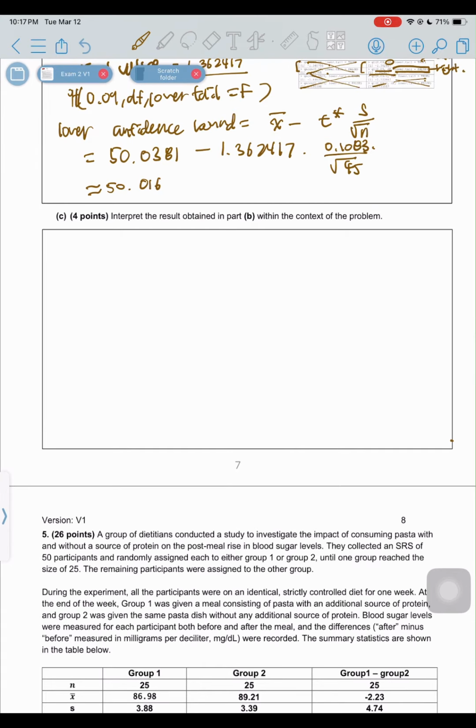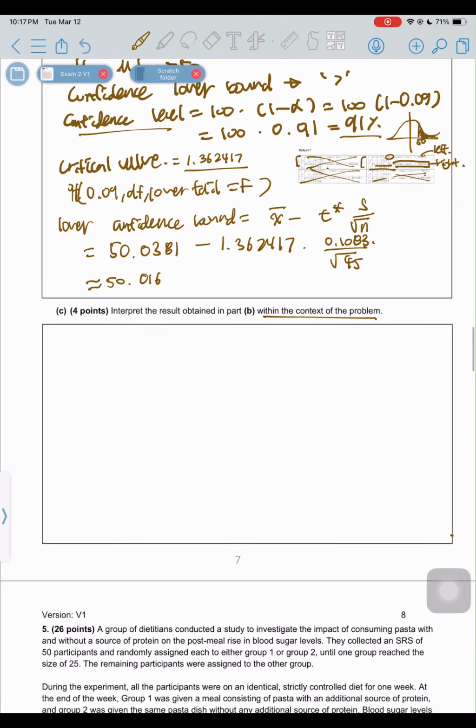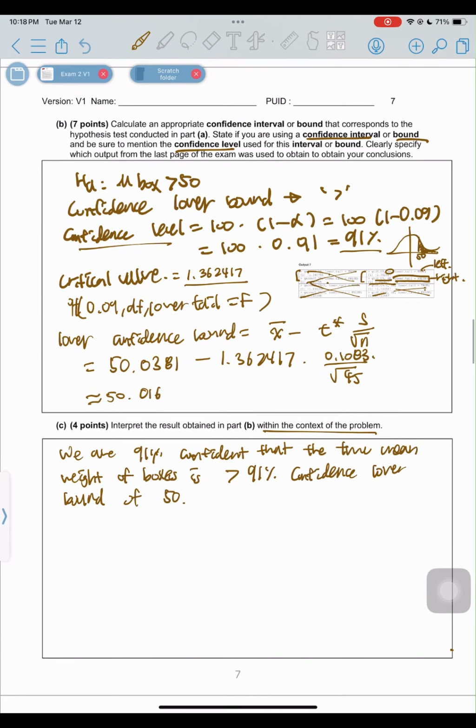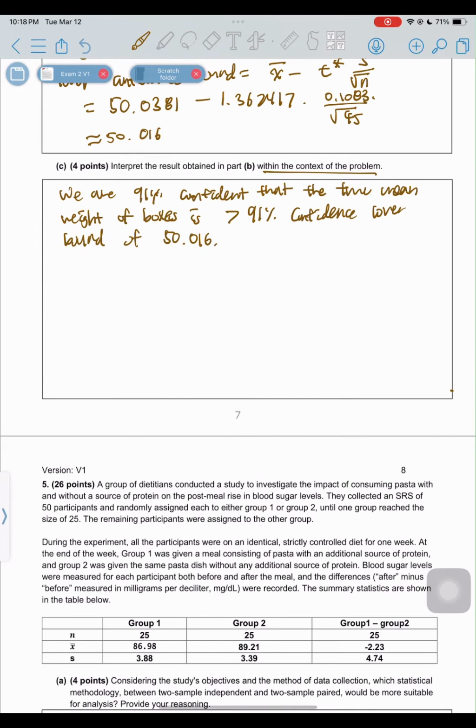Interpret the results obtained in part B within the context of the problem. Okay, so we found the confidence level is 91%. So we can say that we are 91% confident that the true mean weight of the boxes is more than the confidence lower bound of 50.016. So that's all you need to write for part C. We have to say the value for 91% and we have to say it's 91% confident and mention something about the confidence lower bound value and the greater than.